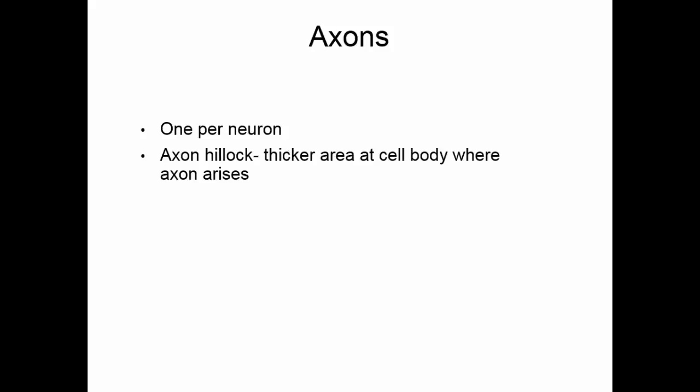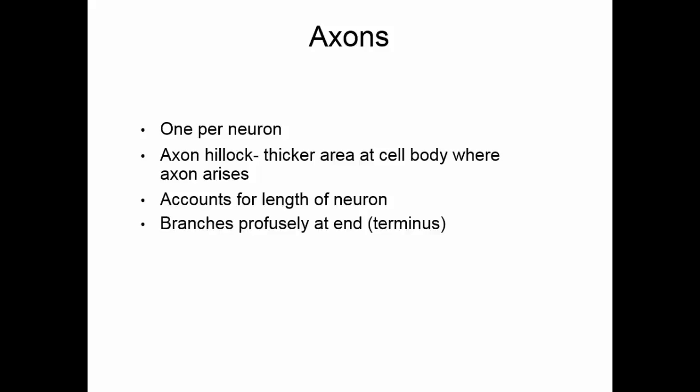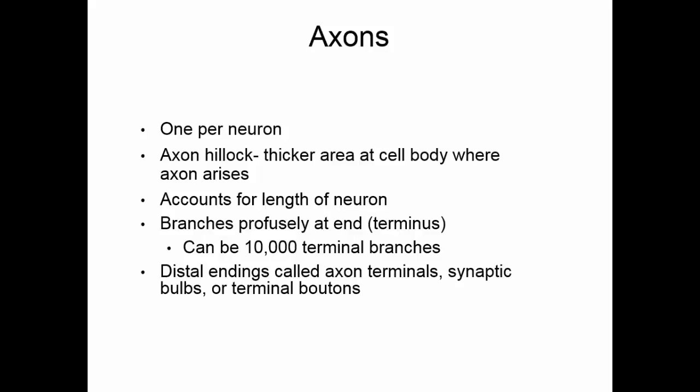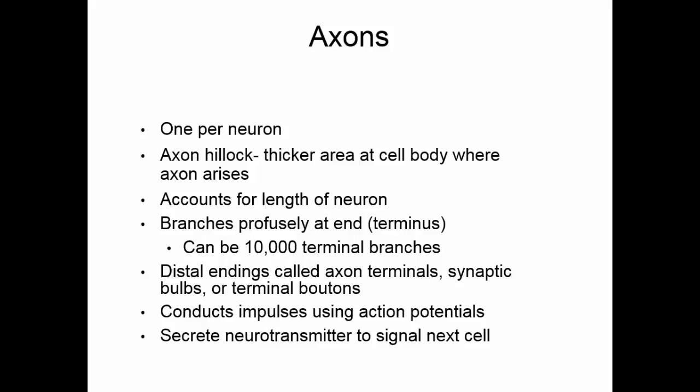While there are many dendrites per cell, there is only one axon per neuron. The axon emerges from the cell body at a thicker area of the cell body known as the axon hillock. The axon is what accounts for the length of the neuron. Axons will branch profusely at the end or the terminus. There can be 10,000 terminal branches at the end of an axon. These distal endings are called axon terminals, synaptic bulbs, or terminal boutons. Impulses are conducted along the axon using action potentials. They will secrete neurotransmitter at the axon terminals and use this to signal the next cell.